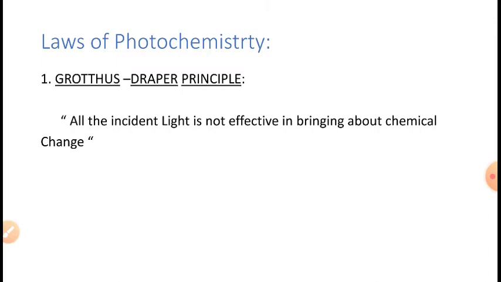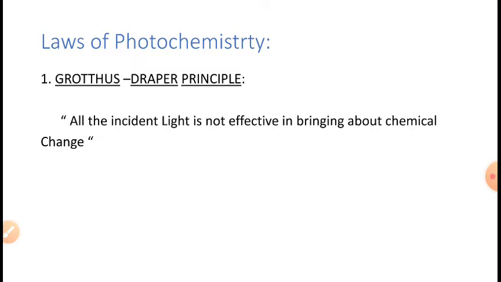Okay, and so this is about the Grotthus-Draper law. All the incident light is not effective in bringing about chemical change. So only absorbed light can bring the chemical change. Even in that absorbed light, some part of the absorbed light is re-emitted.